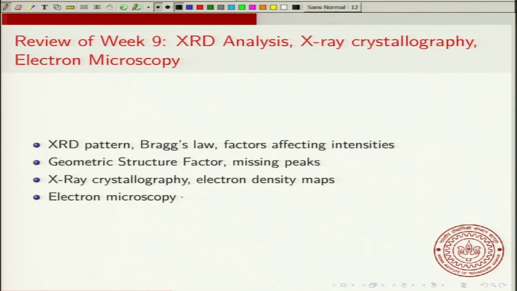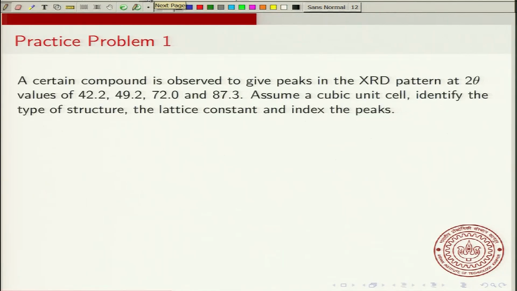Okay. So, now let us do a couple of simple problems that will give you an idea. The first problem relates to analysis of XRD patterns. A certain compound is observed to give peaks in the XRD pattern at 2 theta values. These are the 2 theta values in degrees. You are asked to assume a cubic cell and identify the type of structure, the lattice constant, and to index the peaks. So, we will make a little table.